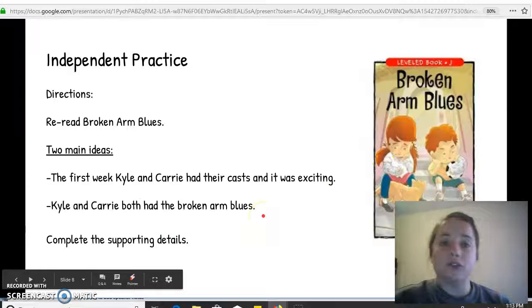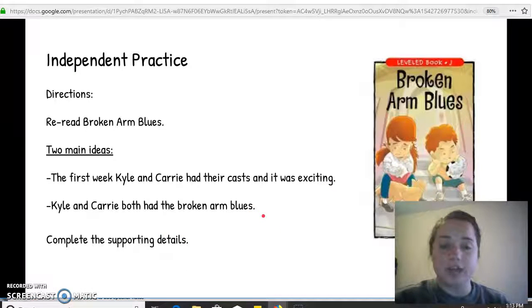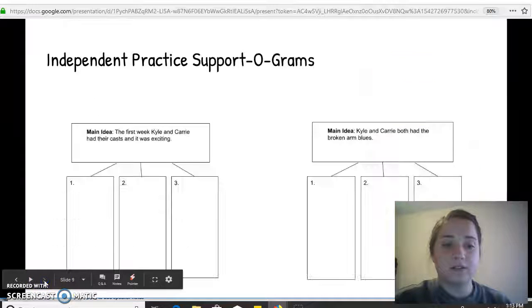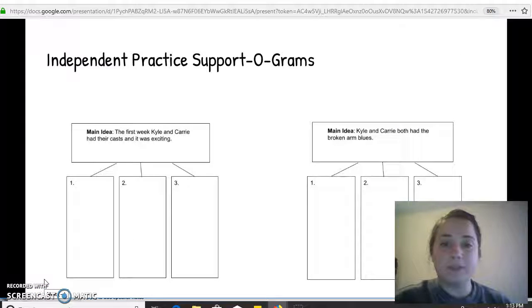You can use supportograms. You can use your text. If you find that there are more supporting details, you can draw extra boxes. Here are the 2 supportograms. Go ahead, grab these, move back to your desks, and begin.